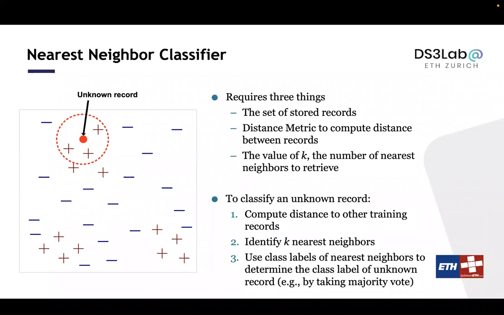Now if you have this one data example, which is this red circle, you are going to compute the distance of this red circle, the test example, to all the other training records. Then you identify the k nearest neighbors, and you take the class labels of the k nearest neighbors, because they are training examples, right? You know their labels. Then you determine the class label of this unknown record. Maybe you can take a majority vote. In this case, all three nearest neighbors are the positive class, so you can say if they vote, I'm going to assign the positive class to this unknown test example.